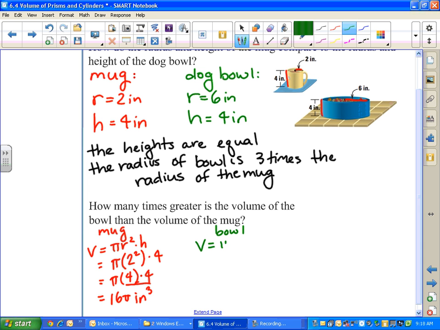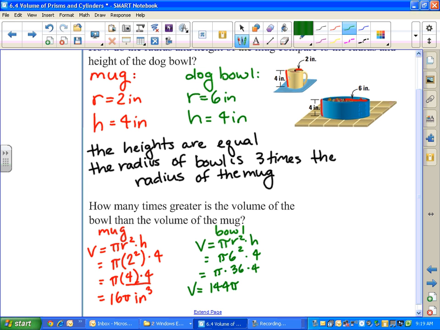Now let's look at the dog bowl. Again, volume equals pi r squared times the height. So that's going to be pi times 6 squared times 4. 6 squared is 36. So that's pi times 36 times 4. And then we have to multiply 36 times 4, and 36 times 4 gives us 144. So the volume of the bowl is 144 pi.